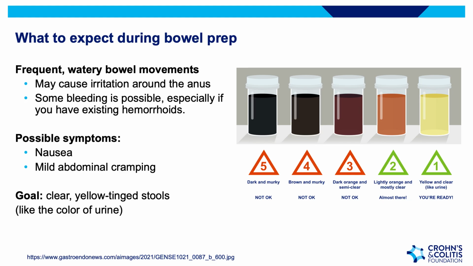How do you know if you're done prepping? Well, the goal is going to be a clear yellow tinged stool, which I say is like the color of urine. So in the pictures on the right, sometimes people start at 5, which is that dark and murky brown. And then at the end, once they're fully prepped, you can see it's yellow and clear like urine. In picture number 1, you're ready to go.